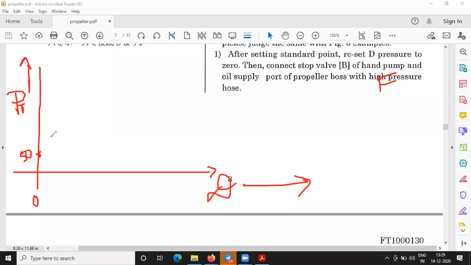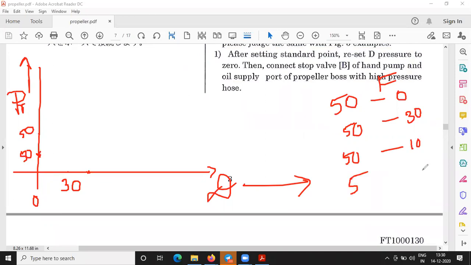Now again you will give 50 bar more. Next you will give 50 bar, and what is the distance it has moved? Say 30 mm. In the first 50, it has moved 0. Next 50, it has moved 30 mm. Next 50, it has moved 10 mm. Next 50, it has moved 50 mm. And next 50, it has moved 80 mm. Is this the irregularity of the graph?